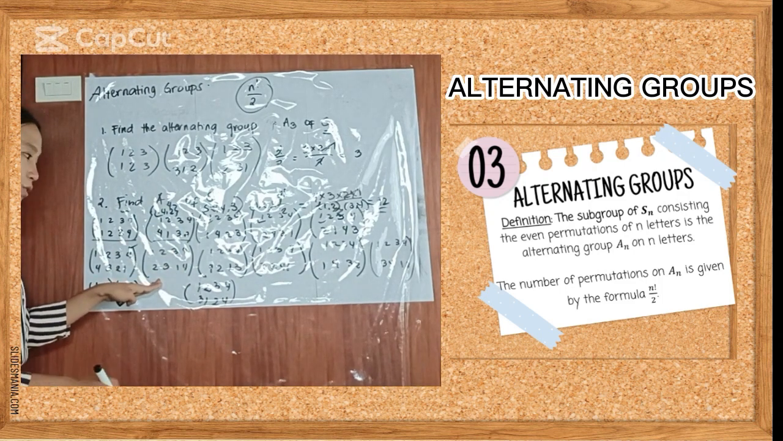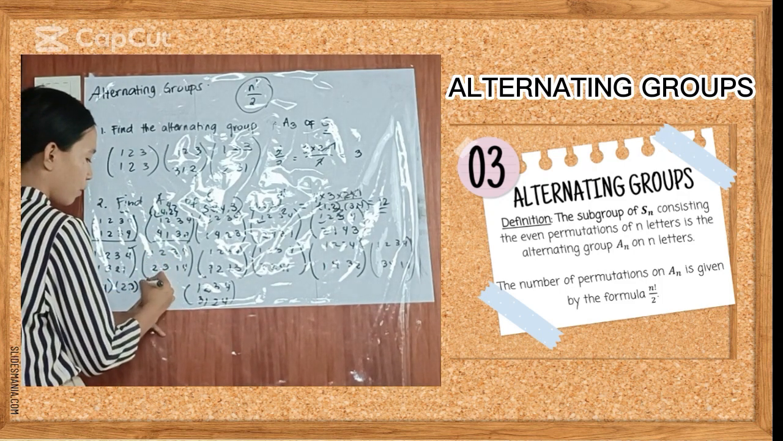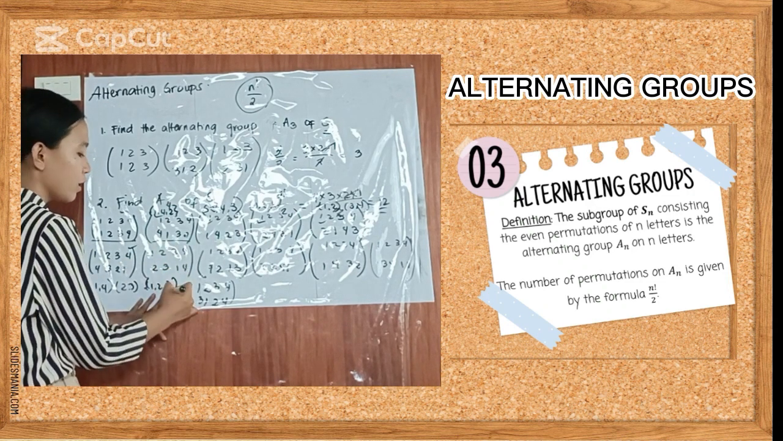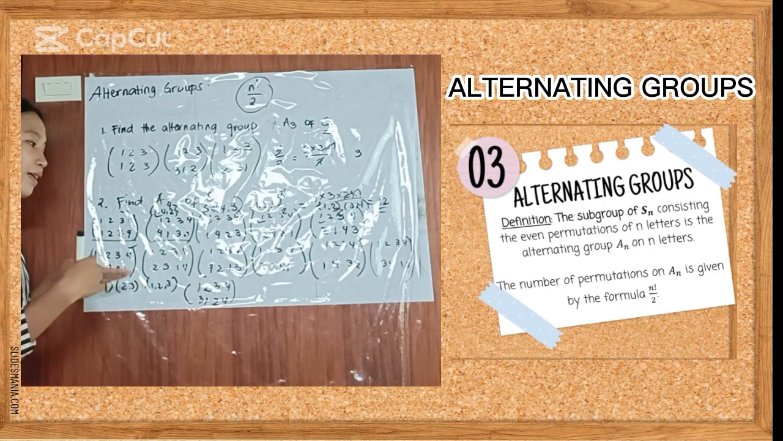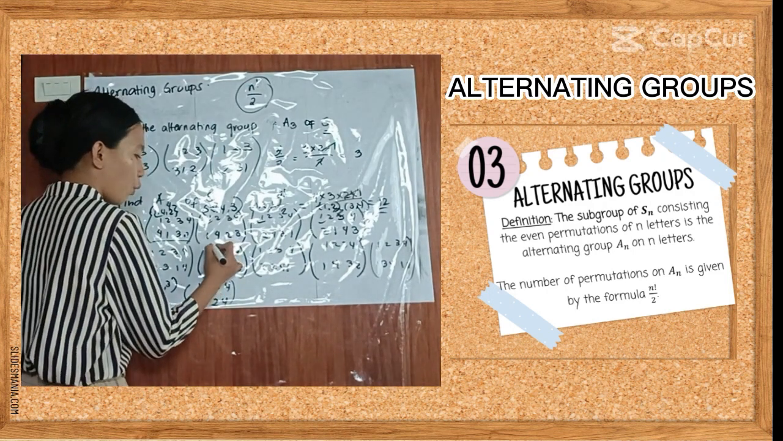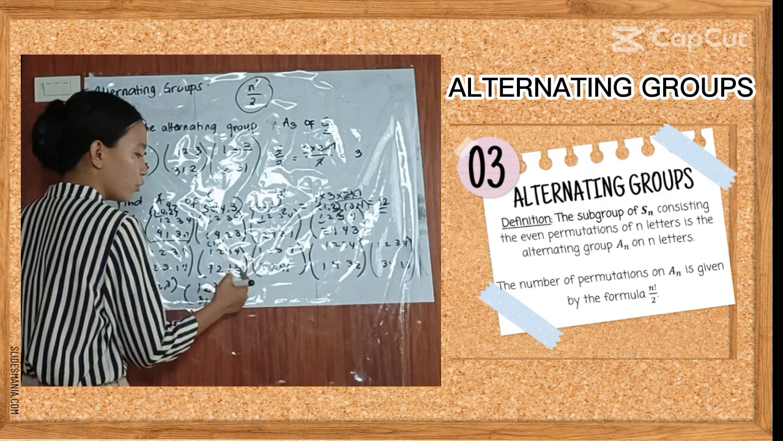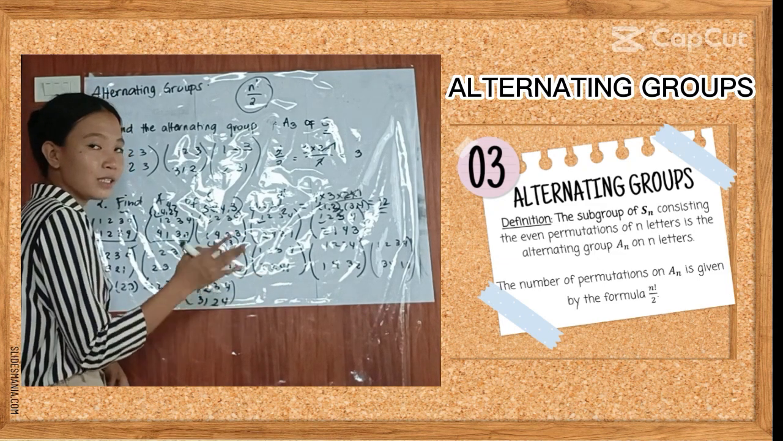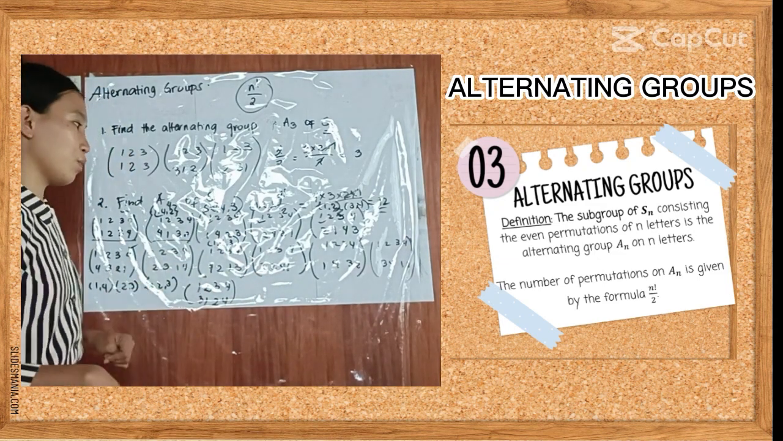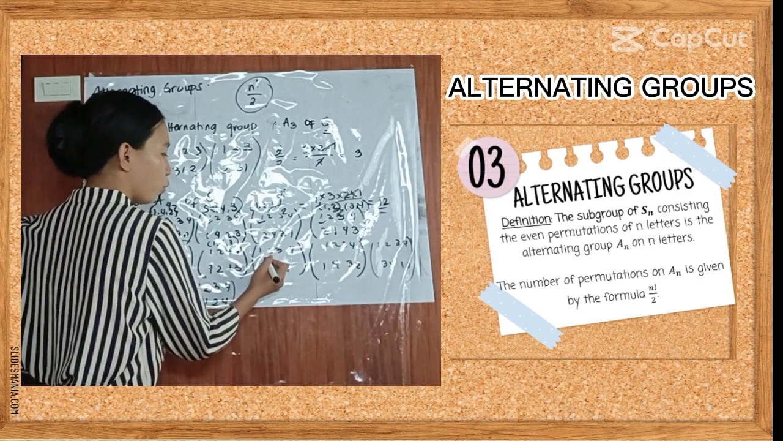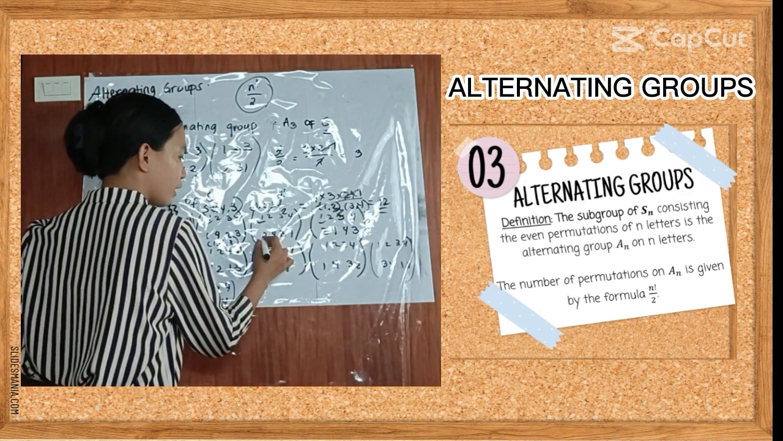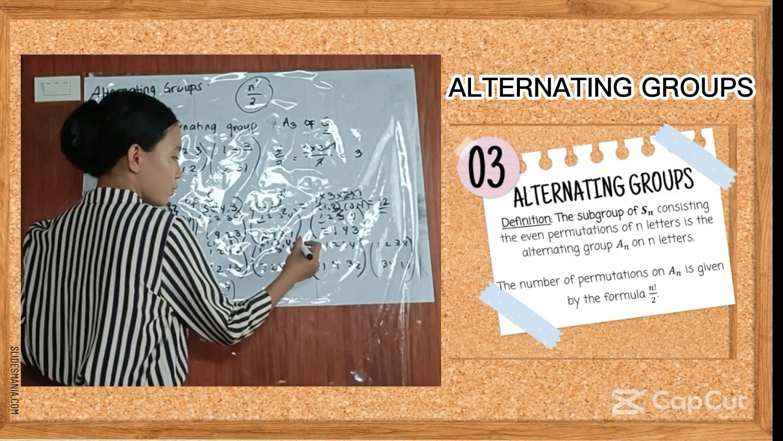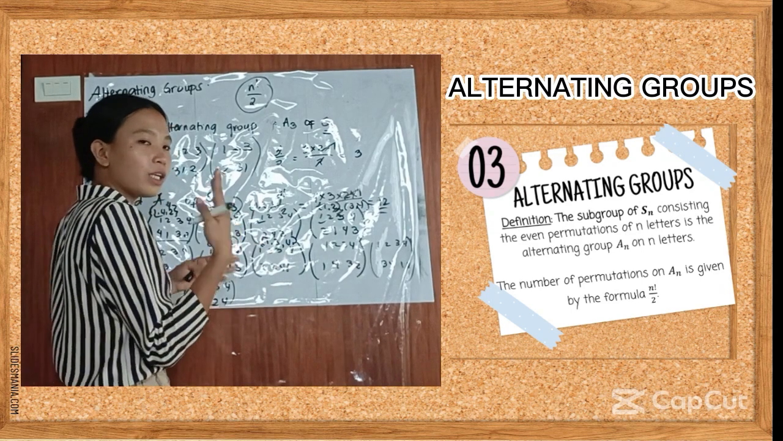Let's see if it is correct. 1, 2, then 2, 3, and going back to 1. So (1 2 3), or (1 2)(1 3), that is even. So next we have 1, 4, 4, 3, 3, 1, and going back to 1. (1 4 3) is even, (1 4)(1 3) is even. Next, we have (1 3)(1 3 4). We don't need to write the 2 because we have (1 3 4). (1 3 4) is even again.